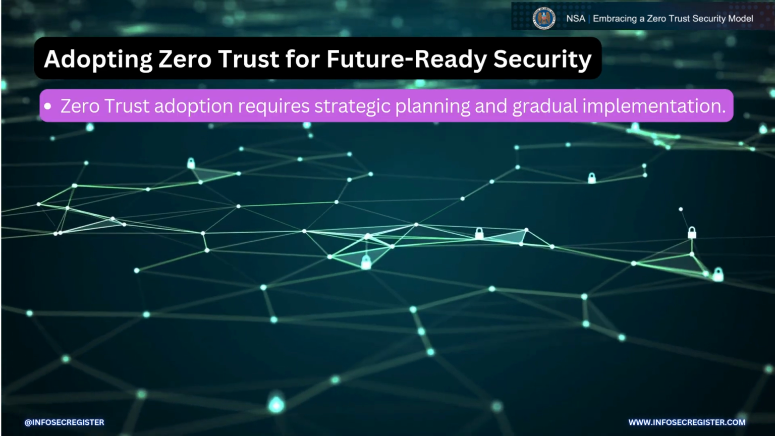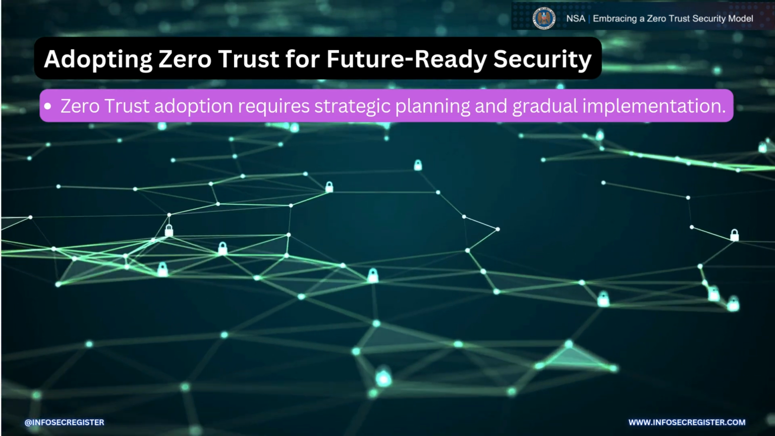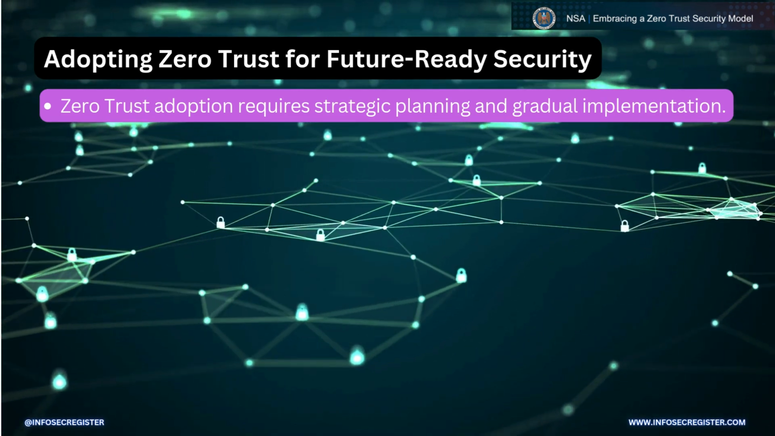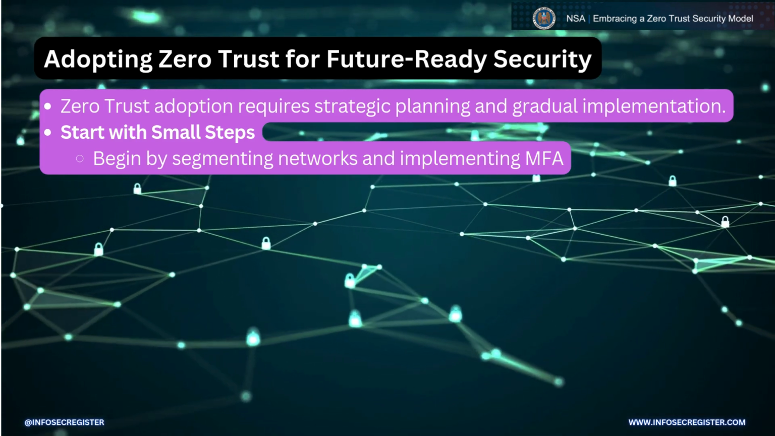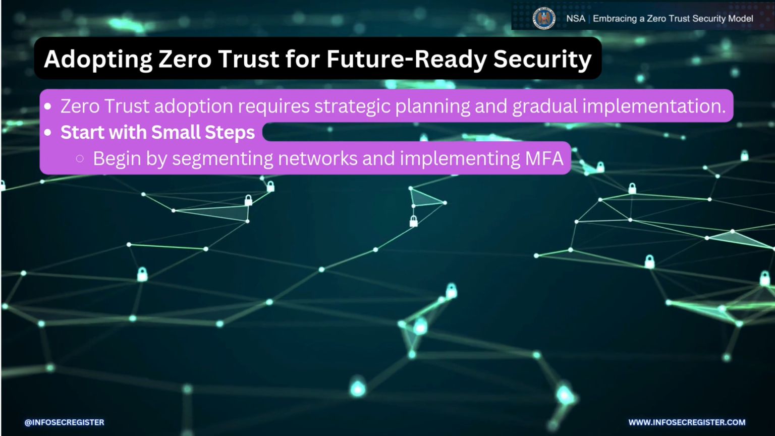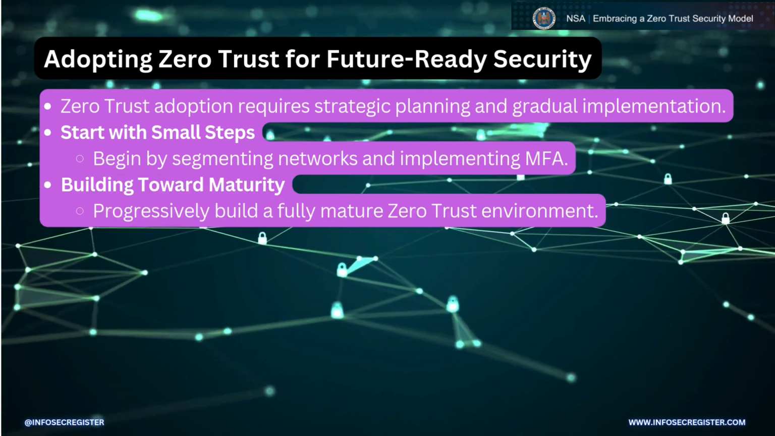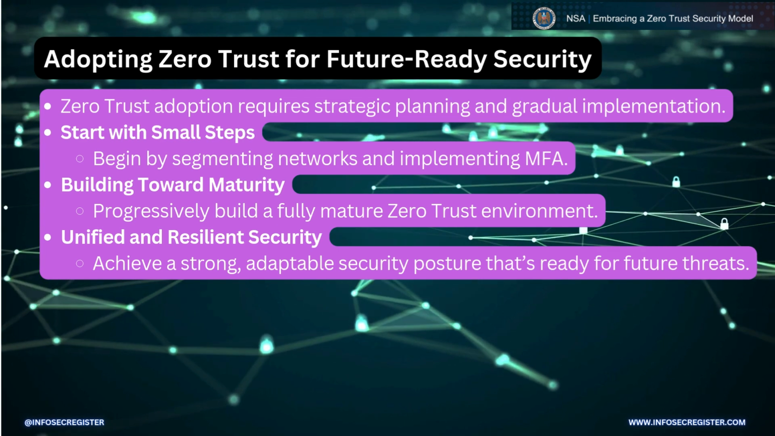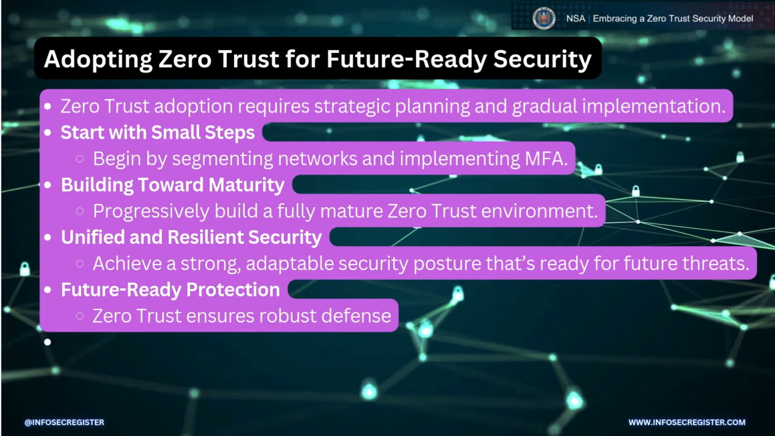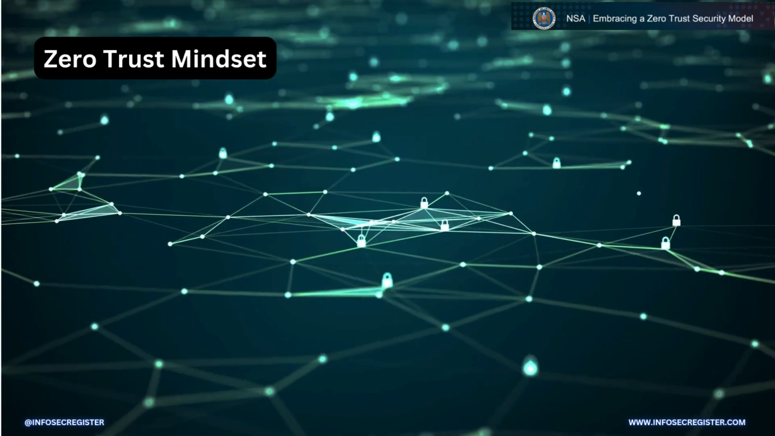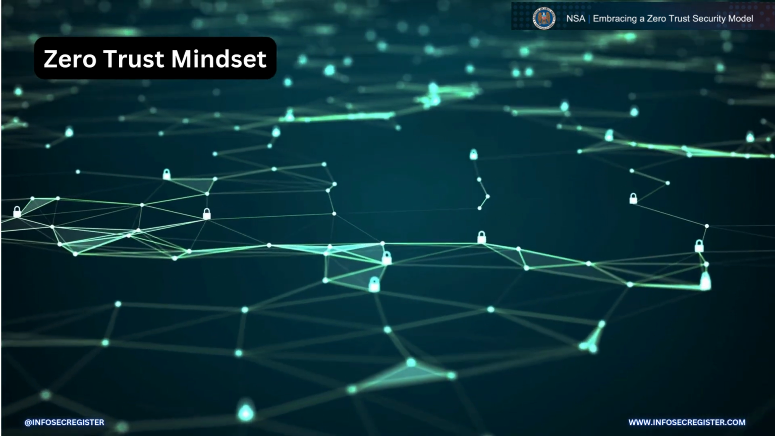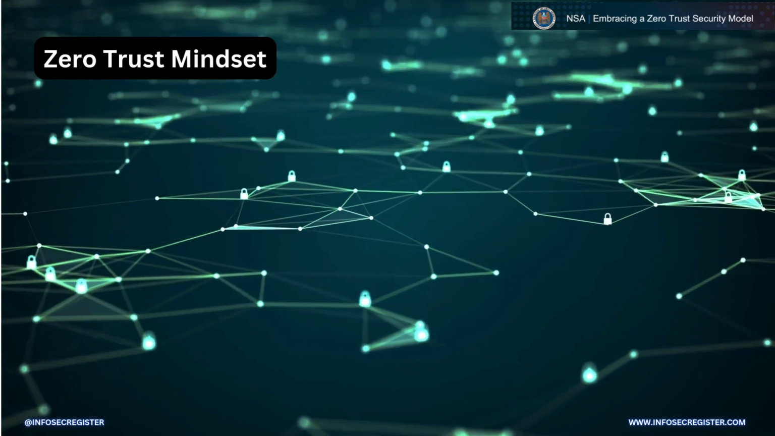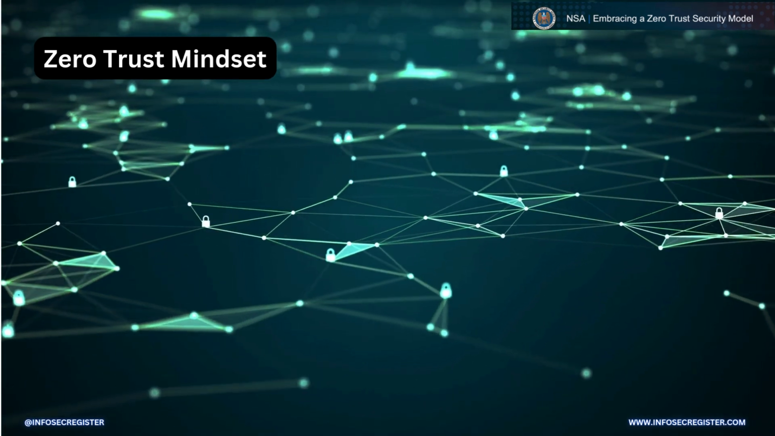Adopting Zero Trust is a journey that takes planning and investment. It's a strategy that allows organizations to respond flexibly and robustly to evolving threats. Starting with small steps, such as segmenting networks and implementing multi-factor authentication, organizations can gradually build a fully mature Zero Trust environment. The result is a unified security posture that offers robust protection and future-ready resilience in an unpredictable digital world. To truly benefit from the Zero Trust model, organizations must adopt a mindset that treats security as a fundamental, ongoing process that anticipates threats and continuously monitors all activities.